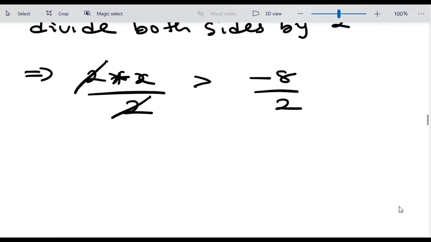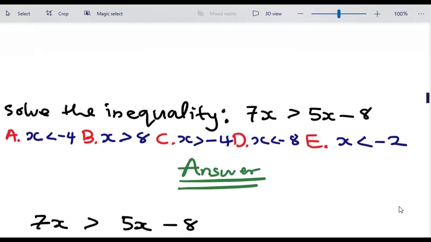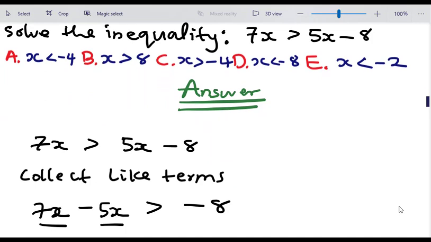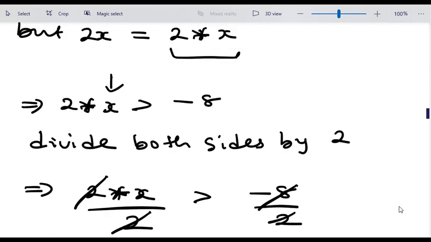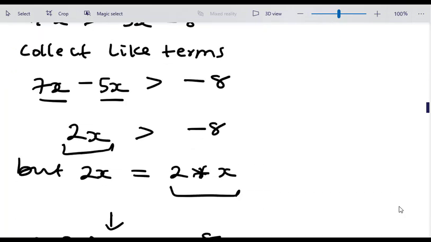So this cancels, this cancels. Our x falls down, greater than minus 4. So that's what is left. So this is our answer. But let's go up. If we scroll up, let's view this again. Yes. So pay attention to option C. Option C goes for the right. So that's the answer.